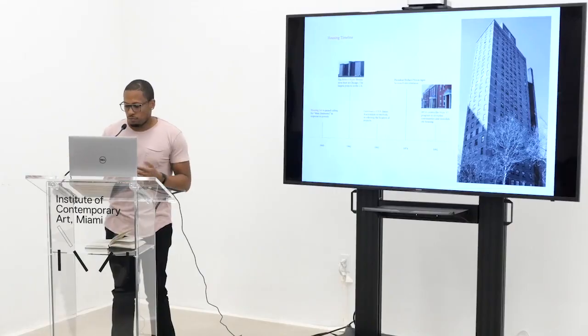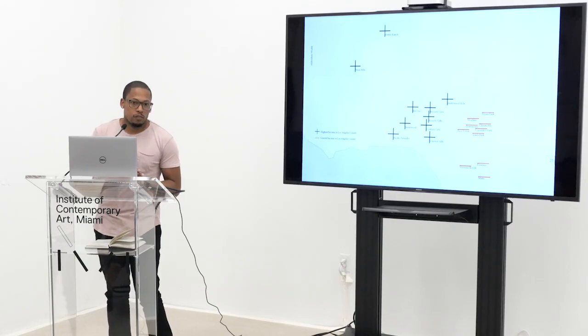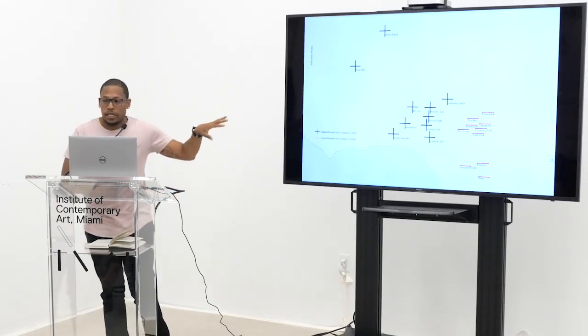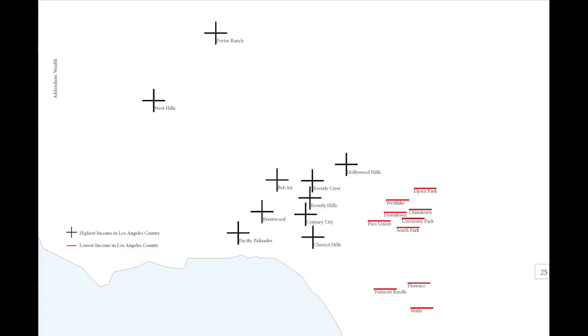Those don't work, so maybe if we knock them down, do low-rise row houses using Hope 6, we can solve these issues. Didn't work that way, right? So this is Los Angeles. I started to map where all of the resources are within LA. The minuses are clearly negative, low-income areas of Los Angeles County. The pluses are high-income areas of Los Angeles County.